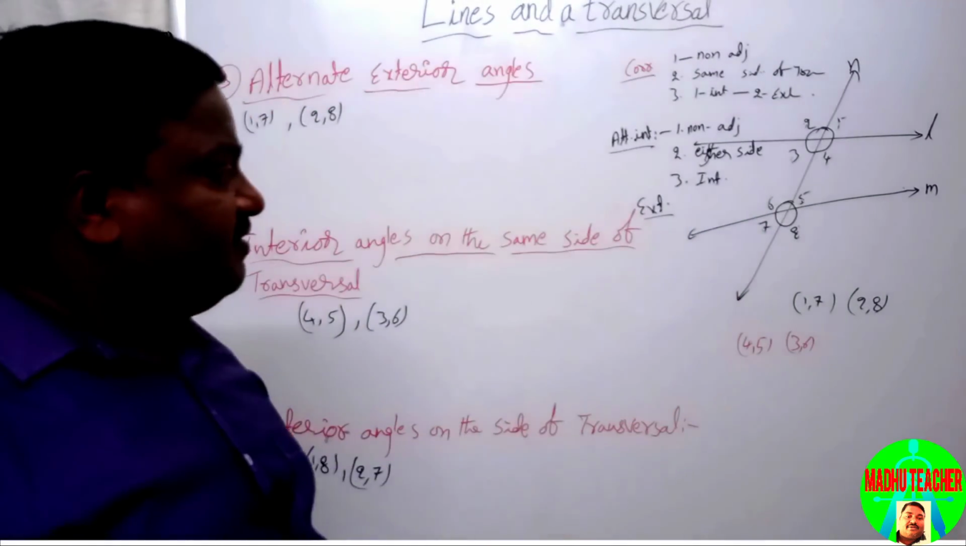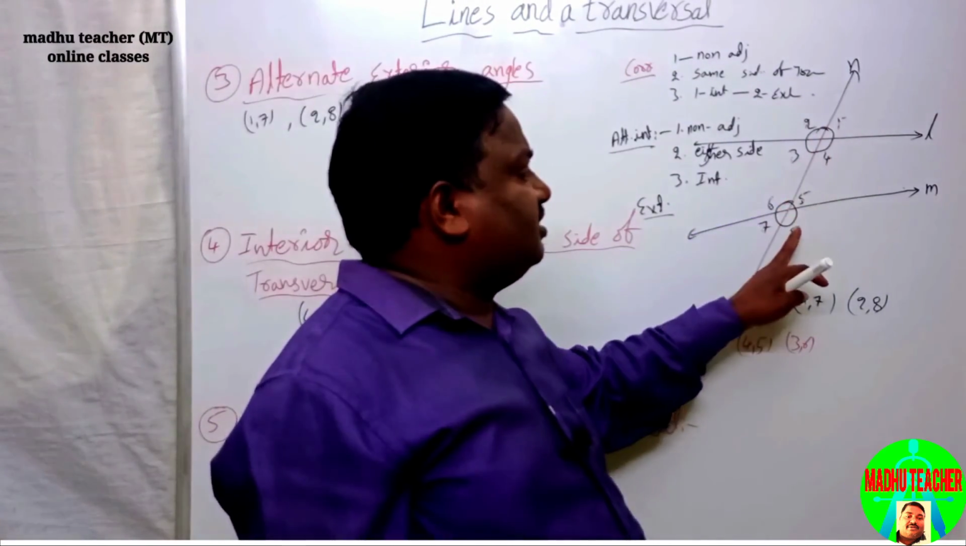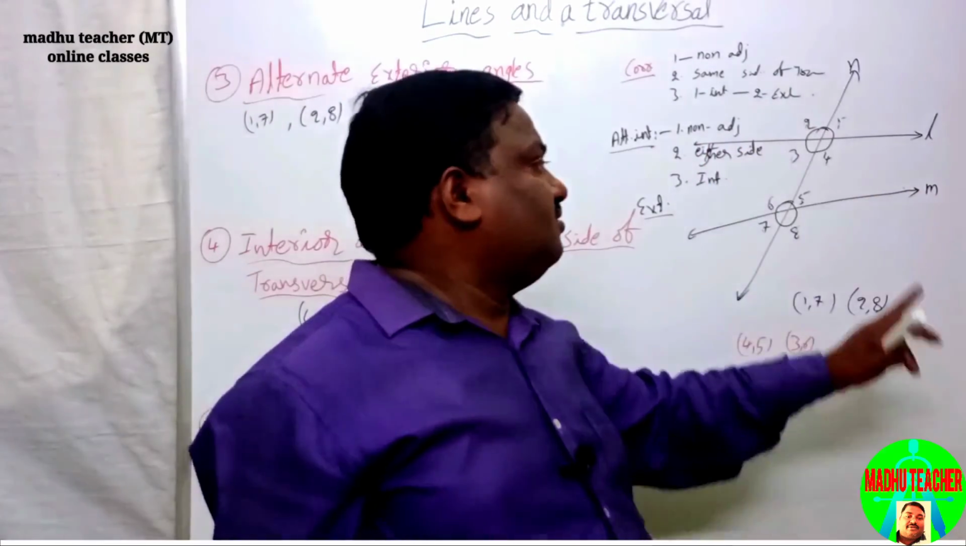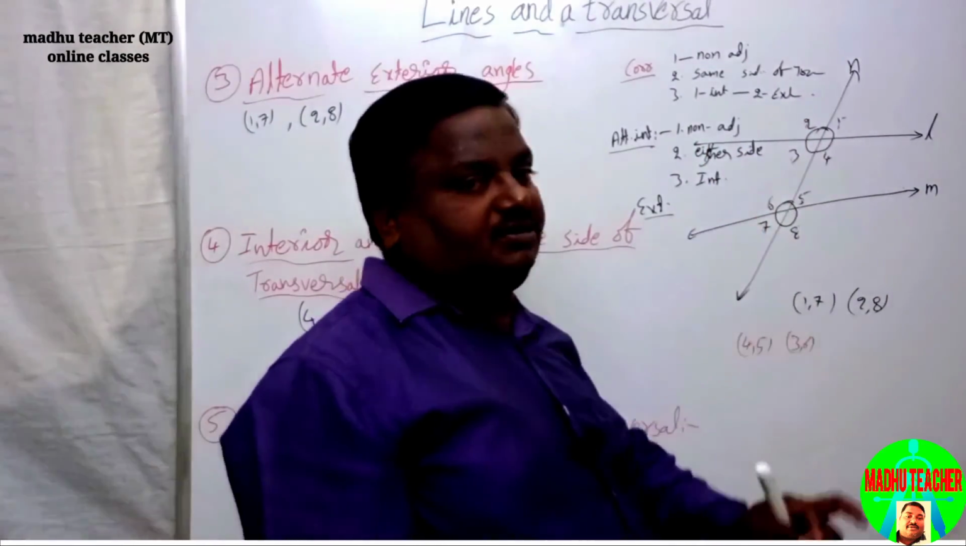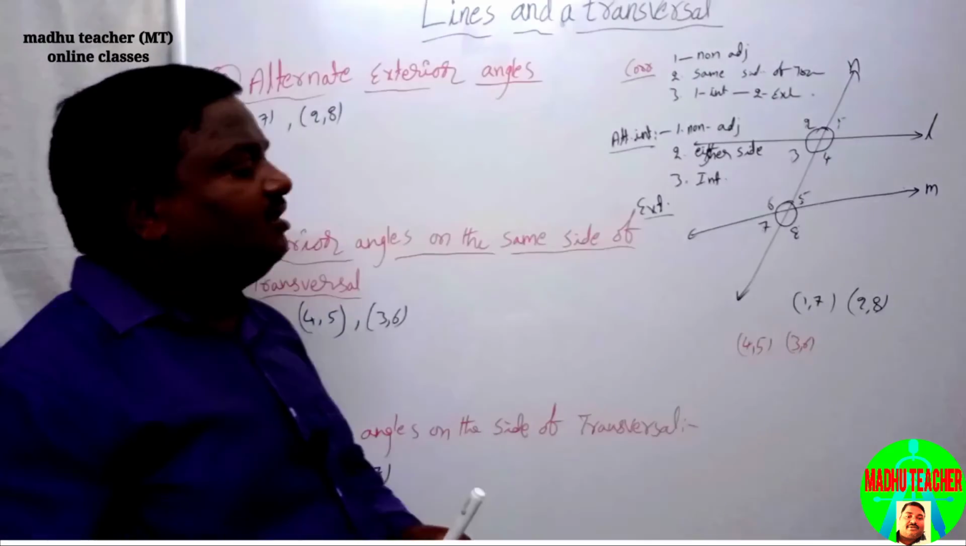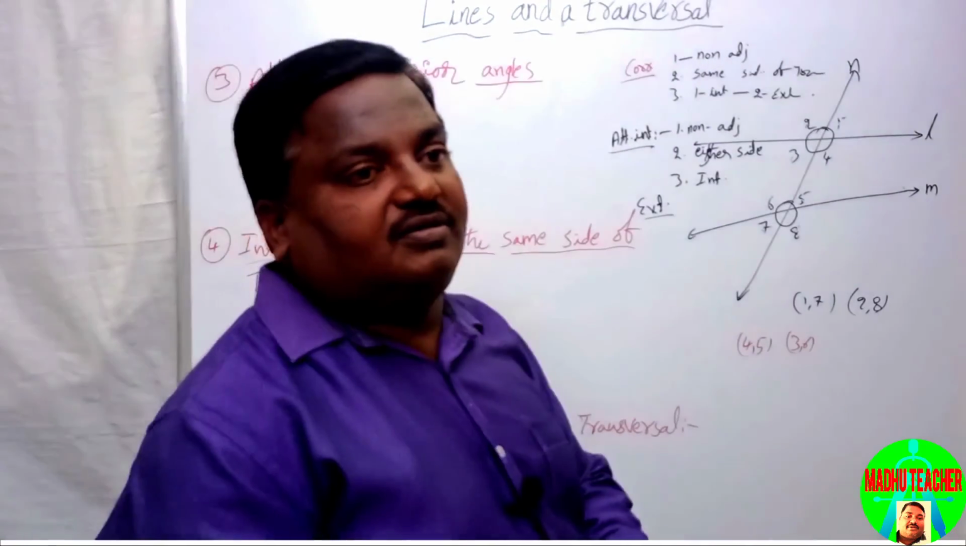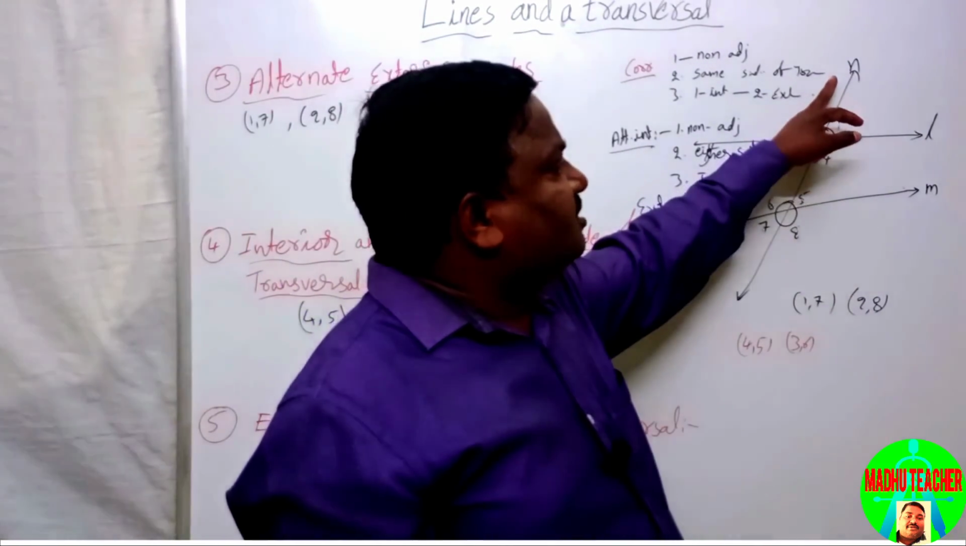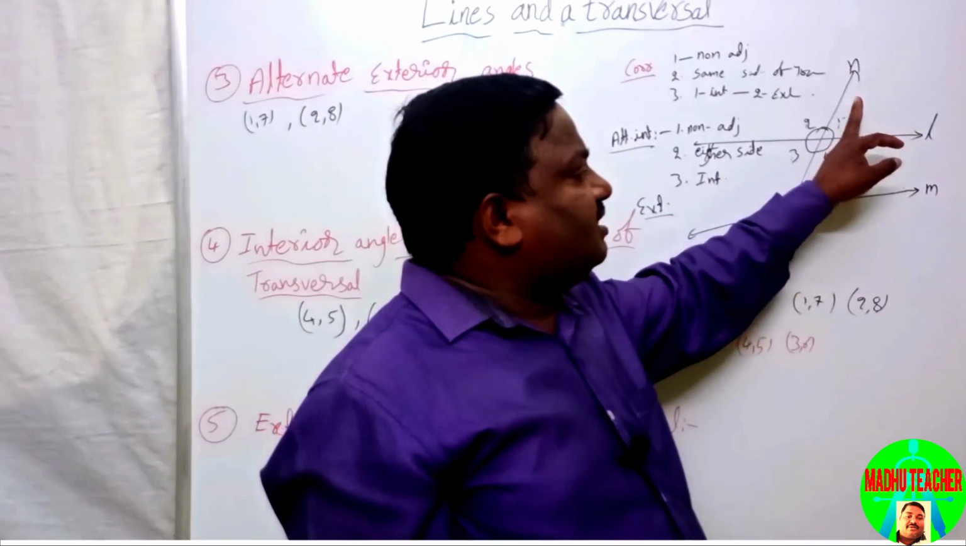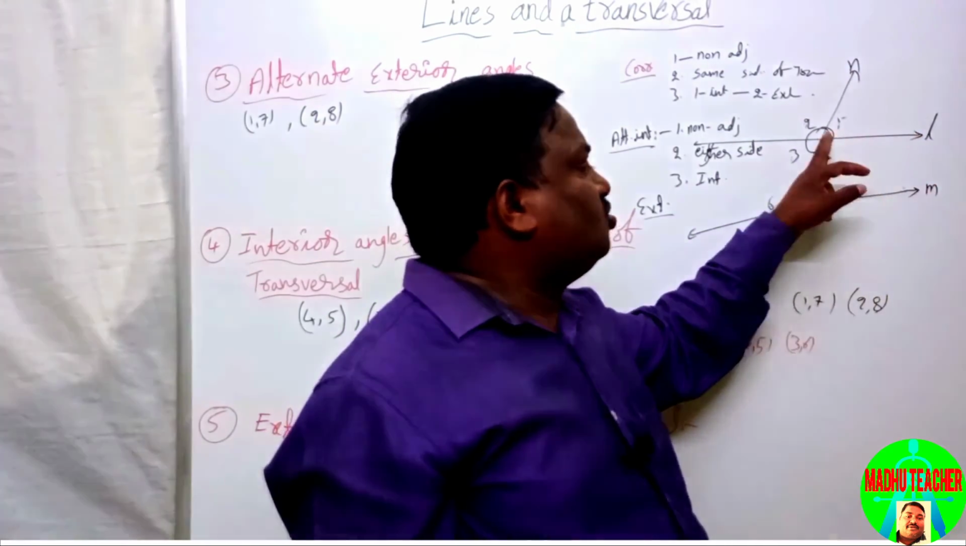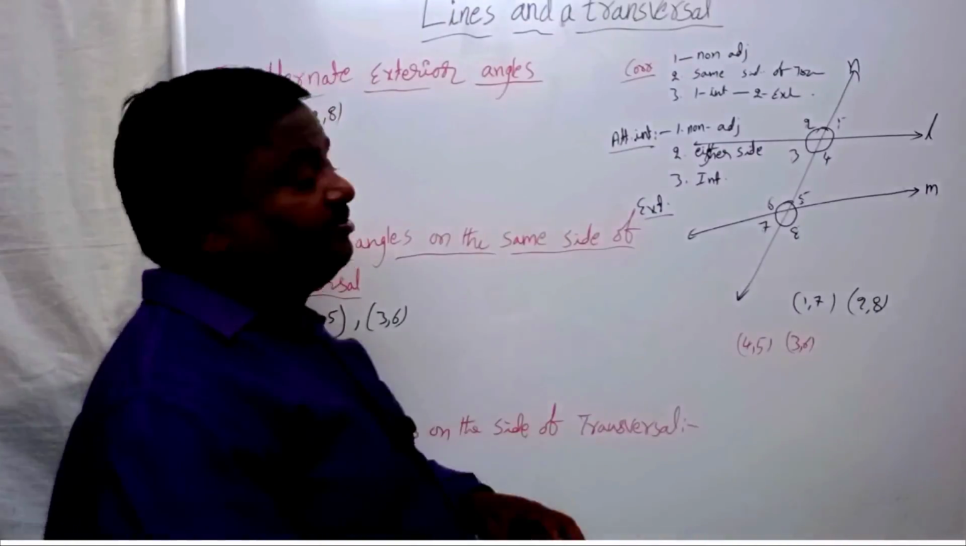Exterior angles on the same side of the transversal: both are exterior and both are on the same side, 1, 8 and 2, 7. These are the types of angles formed when a transversal intersects two lines at two distinct points.